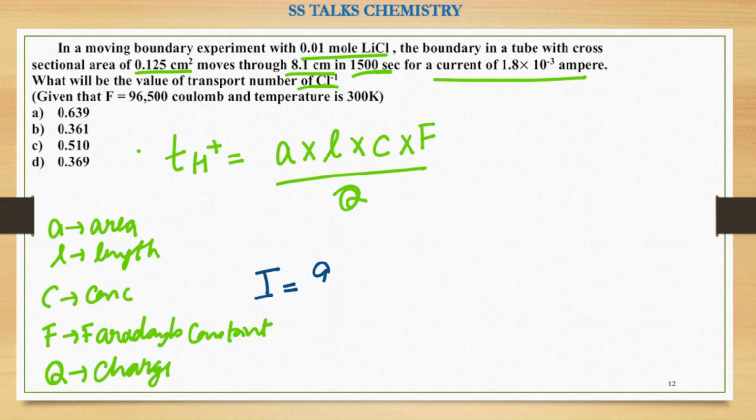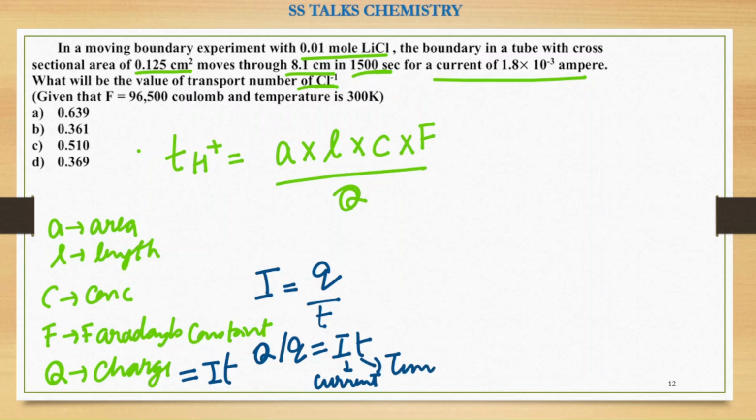is equal to the charge upon the time. So Q can be written as I into dt, the small q or the capital Q. Either way you can present the charge. This is equal to I into dt. So this can be written as IT also, where I is your current, T is the time for which this current has been passed. Okay, so this is the formula which is used in the boundary experiment.